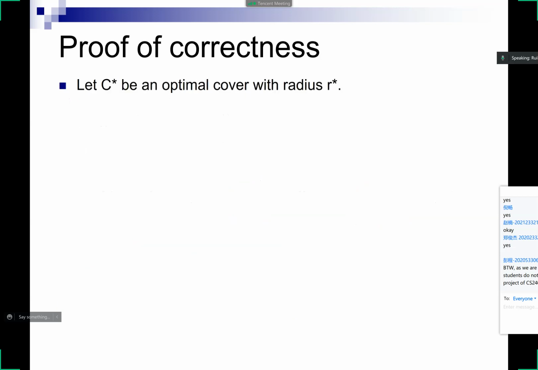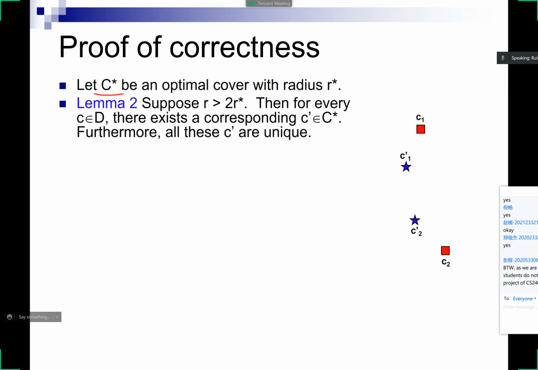Now we're going to prove another lemma. So now let's look at the optimal cover C prime, and suppose the C prime has a radius R prime. The lemma is that suppose our cover has a radius that is more than 2 times the optimal radius. We're trying to show this is not true, so we're going to use proof by contradiction. First, we're going to assume that our radius is more than 2 times the optimal radius.